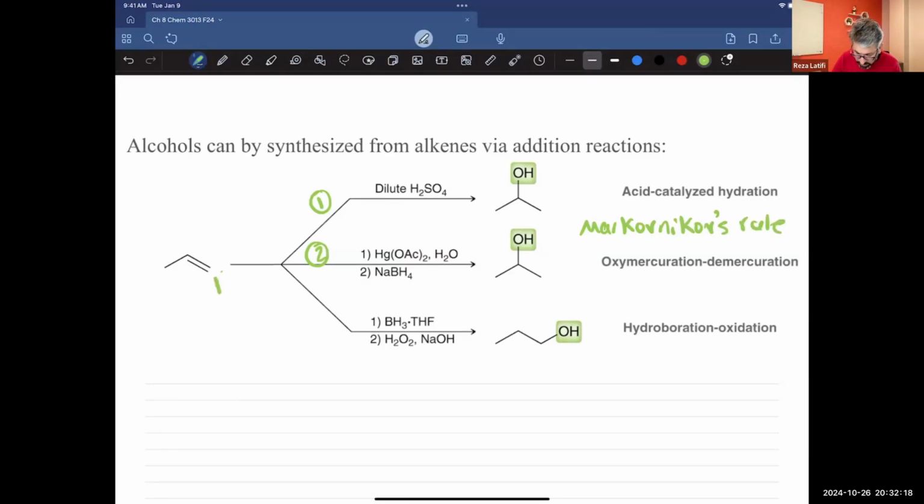That means the OH will show up on the carbon with more substituents. Here we have a primary carbon. This one is a secondary carbon, so the OH should show up on the secondary carbon. As you see, in the first and the second one, we got a secondary alcohol.